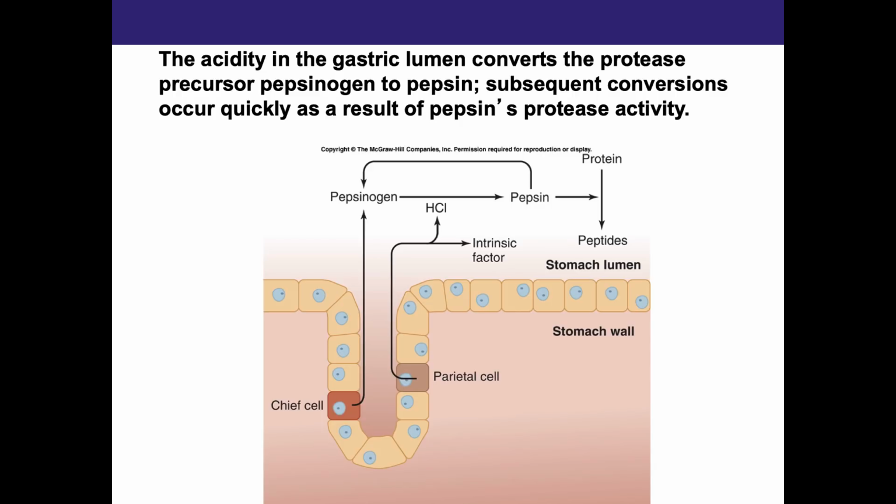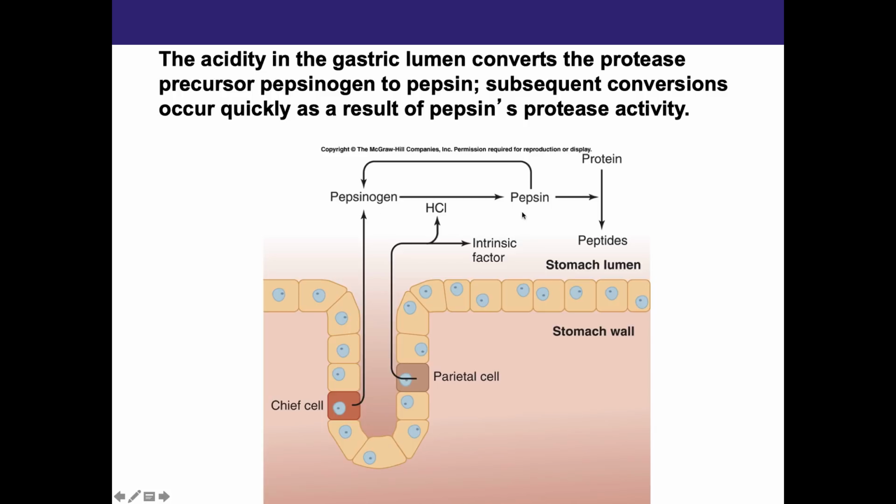Okay, so let's take a look at this one. Parietal cells, again, secrete acid and intrinsic factor. I like this diagram because it shows you that chief cells secrete pepsinogen. And then take a look at this. It's actually the acid coming from the parietal cells that is converting pepsinogen to pepsin. Pepsinogen is the precursor, the inactive form. Pepsin is the active enzyme that breaks protein down to smaller peptides.